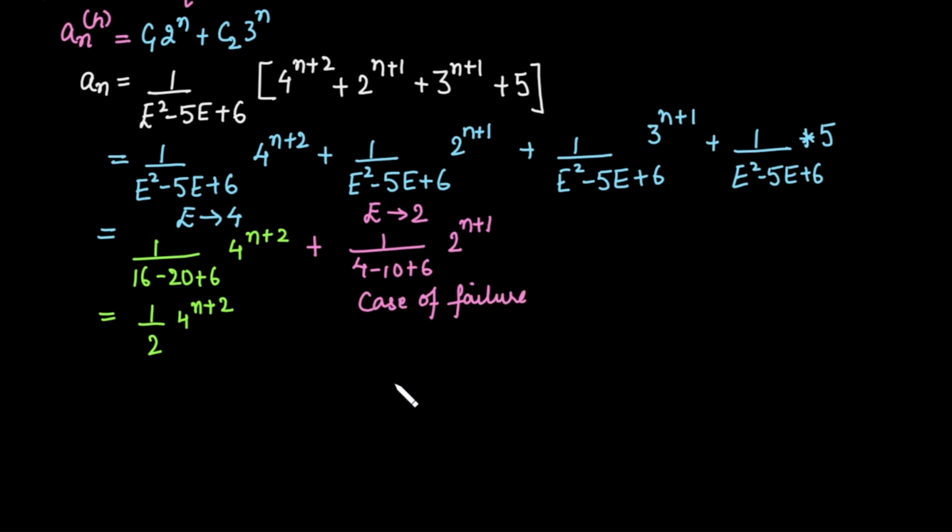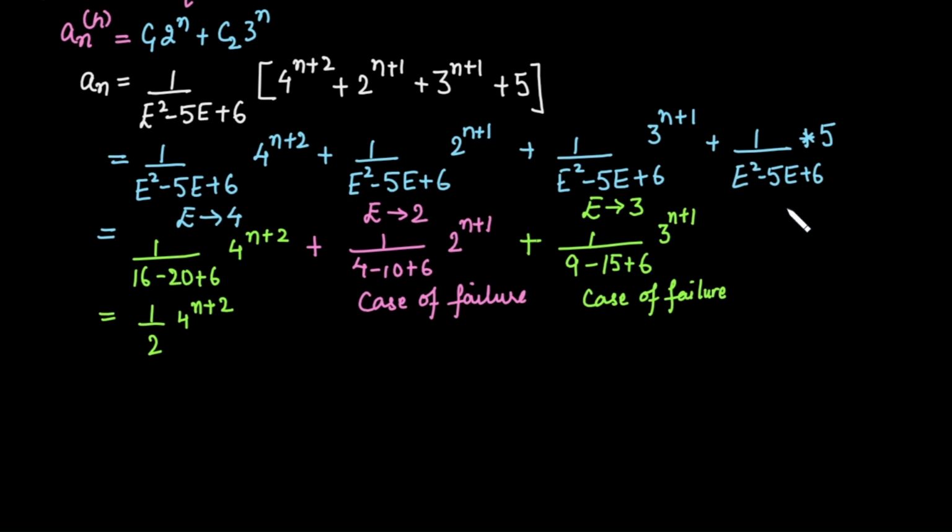Now before going forward, let's check the next case. In this case, this is constant raised to power n plus 1. So here we replace e with the constant, that is 3. So replace e with 3. We have 9 minus 5 into 3, which is 15, plus 6, times 3 raised to power n plus 1. 9 plus 6 is 15, minus 15 is 0. So this is again a case of failure.